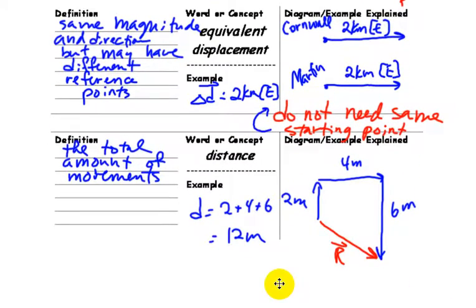And lastly, so we looked at position, displacement, distance, total amount of movement. So I'm not concerned about the final, I'm just concerned about all the steps taken. So in this case, 2, 4, 6, so that would give me 12.